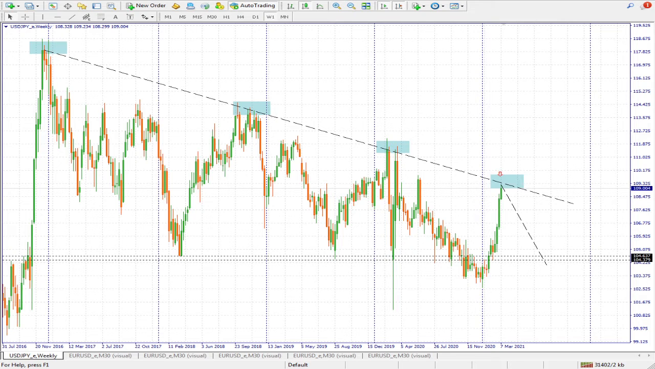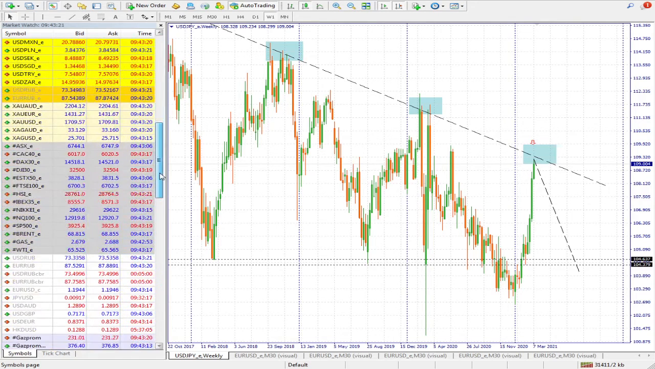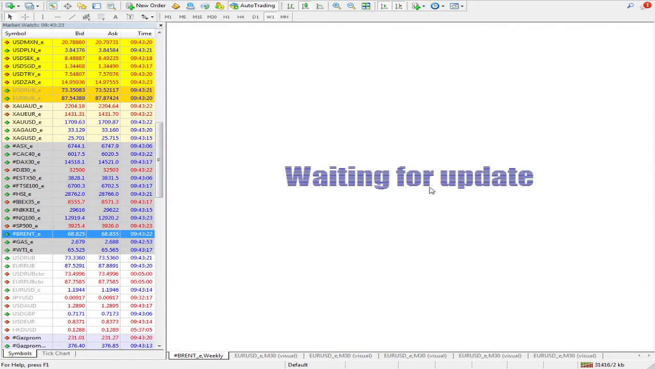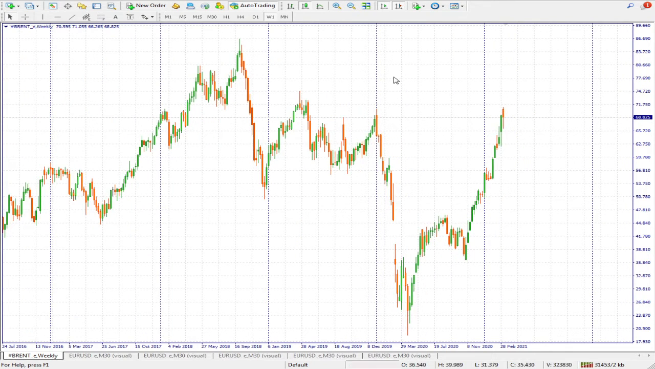So our next chart is Brent oil. As we said last week, we didn't expect price to close below last week's closing price. That is so far what has happened. The price is struggling to close above the previous week's closing price. If that happens, then that will mean we are now continuing upwards.